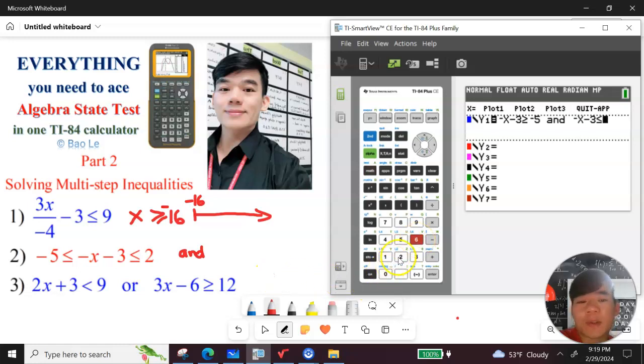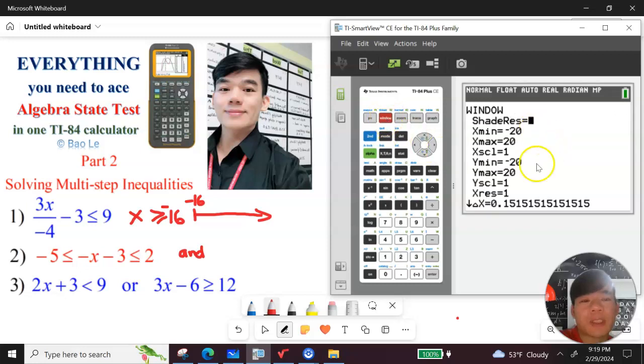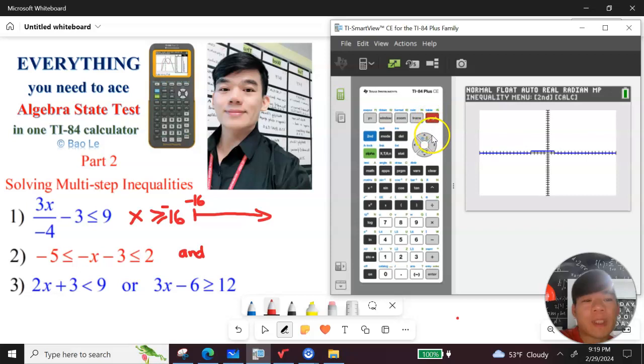Okay, now I need to adjust the window range. So this is a very good window range. Okay, and then I just hit graph. Now you look at this one. Don't worry about the bottom lines. You see the bottom lines right here, the left side and the right side. Don't worry about this side. The top should be your solution. So your solution starts from where?